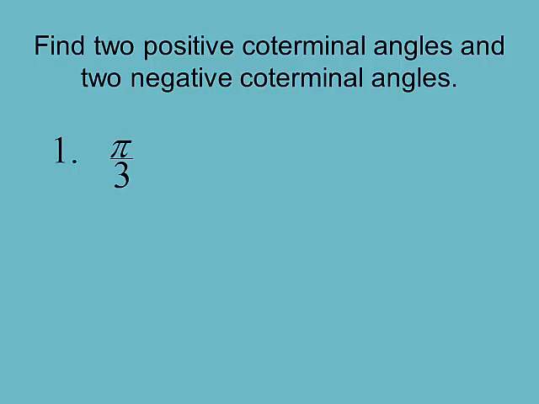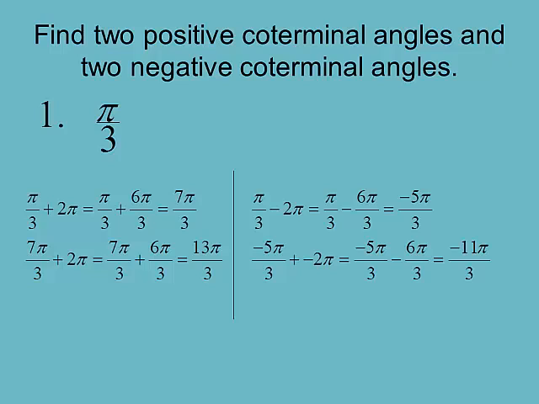All right, let's find 2 positive coterminal angles and 2 negative coterminal angles for pi over 3 radians. And just like what we did when we were dealing with degrees, we're going to add and subtract trips around the circle. In this case, though, it's 2 pi. So we're going to add 2 pi, subtract 2 pi, and we're going to do it twice. And so you notice here that 2 pi takes the form of 6 pi over 3, and you end up with 4 answers. And there's not a whole lot to say here.